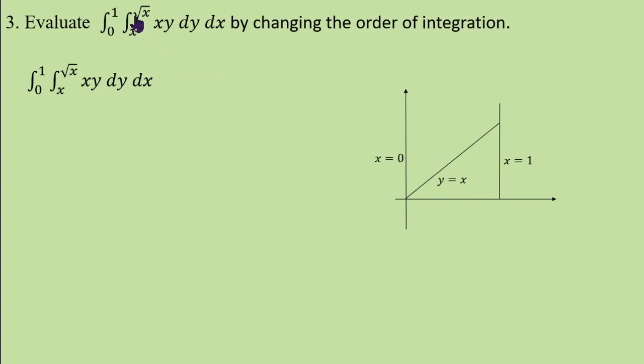y equal to root x is a parabola, because y equal to root x means y square is x. y square equal to x. So it is a parabola that opens to the right, because it is positive. The points of intersection of x equal to 0 and x equal to 1 with the parabola y square equal to x: when x is 0, y square is 0 means y is 0. When x is 1, y equal to root x means y is also 1. So it passes through these 2 points, and the parabola opens right. So this is the required parabola, y equal to root x.